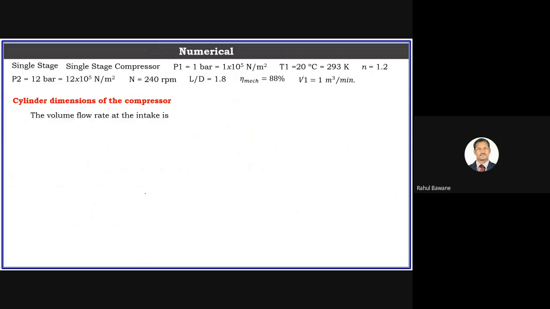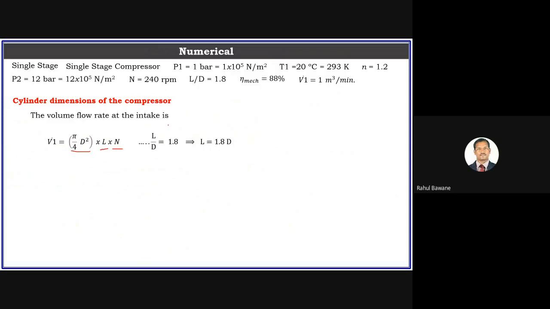Now the second question, finding the cylinder dimensions, that is stroke length and diameter. So stroke length and diameter either come in an area or volume. So we have volume flow rate V1. So volume is π by 4 d square, this is the cross-sectional area, multiplied by stroke length. So it is a volume. And when we multiply by speed, then it becomes a volume flow rate. So V1 is equal to π by 4 d square multiplied by L multiplied by N.